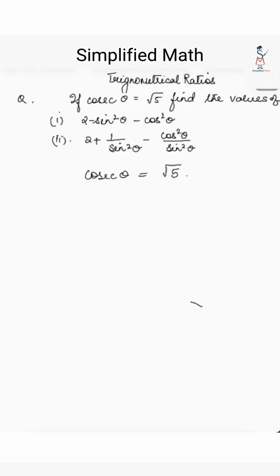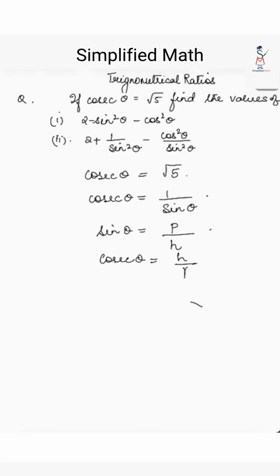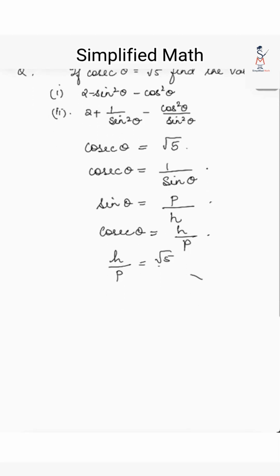So what is cosec? Cosec theta is the reciprocal of sine theta. And what is sine theta? P by h, right? So cosec will be h by p. Now h by p is root 5. Fine. So nothing is at the bottom, that means it's 1. So what is h? H is root 5x and p is 1x.